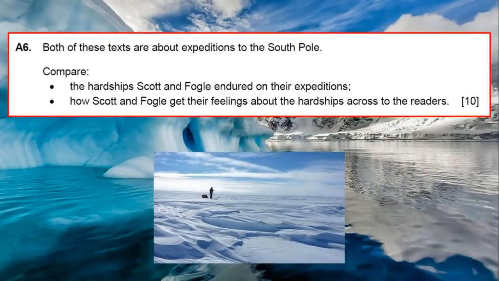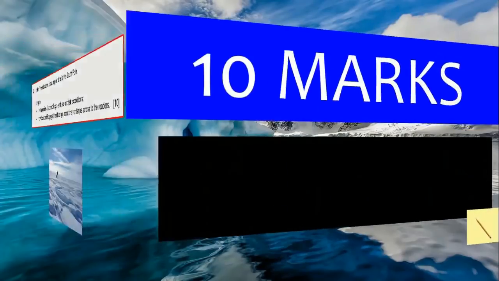So if we look at the question then, it's question 6. Both of these texts are about expeditions to the South Pole. Compare the hardships Scott and Fogle endured on their expeditions, and how Scott and Fogle get their feelings about the hardships across to the reader. So basically, the first bullet point is what are the bad and negative things they had to go through, but then also how did the writer get this across.